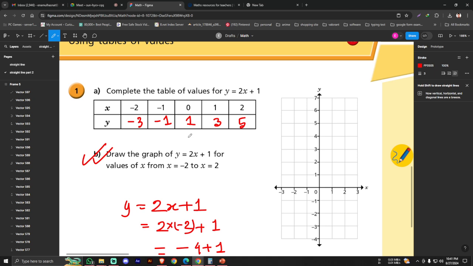Okay, now comes this one. Can you draw the graph for y is equal to 2x plus 1, for the values of x from minus 2 to 2? That means we have to follow the table. They're basically saying to follow the table and draw the graph. Can it be possible? Yeah, it can be possible.